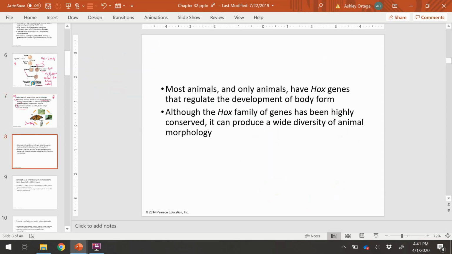All right, moving right along here. Other things in terms of genes and genetics, the Hox genes regulate body form. So most animals will have these Hox genes. Only animals will have Hox genes. And so that, from a genetic standpoint, is something that does help classify animals.